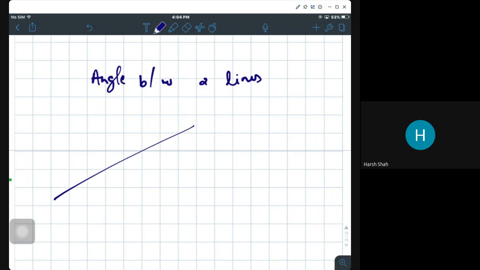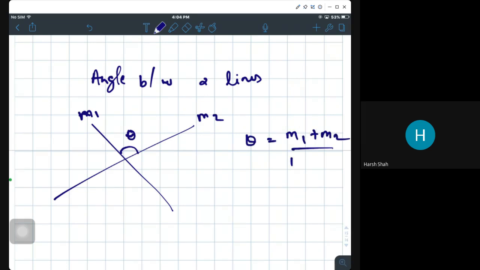If you have two lines L1 and L2 with slopes m1 and m2, let's say I want to find this theta. So tan theta is equal to m1 plus m2 upon 1 minus m1 m2. Okay, this is the angle between two lines. I hope this is clear.